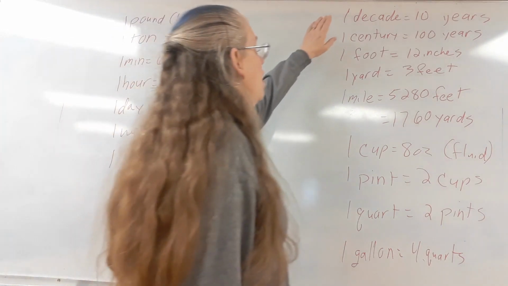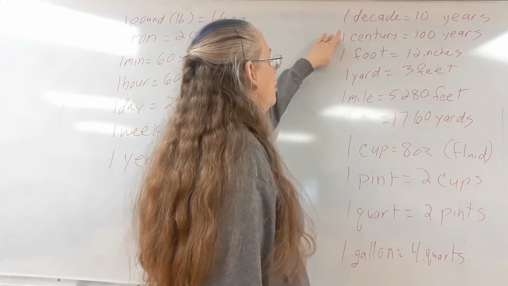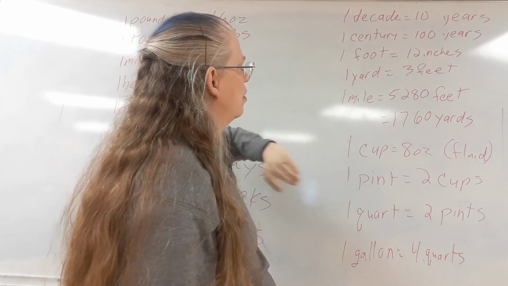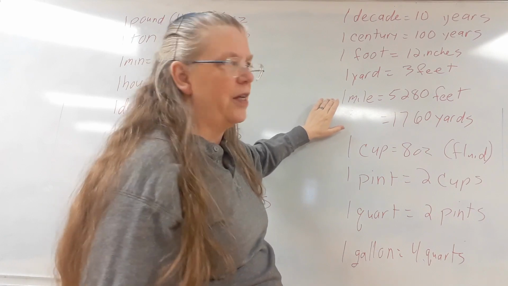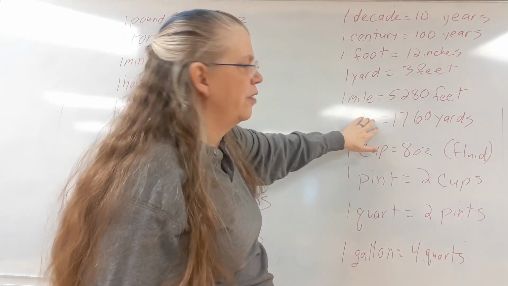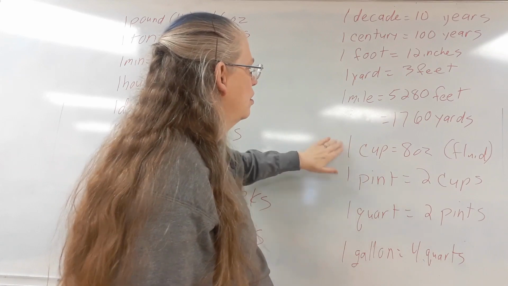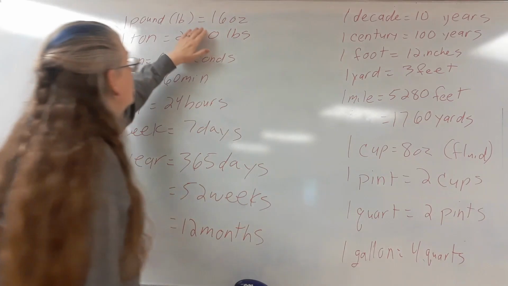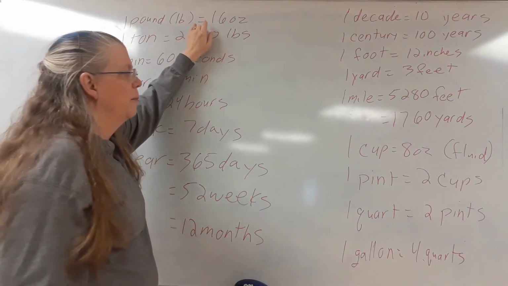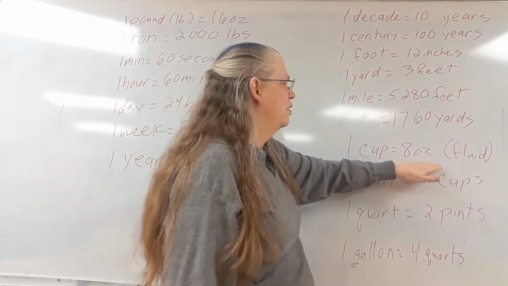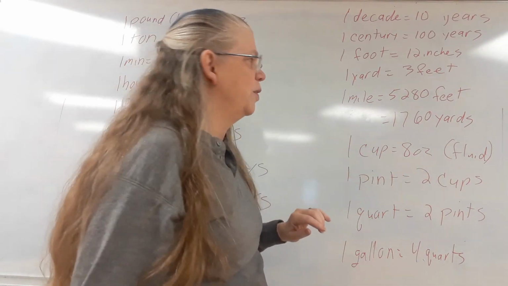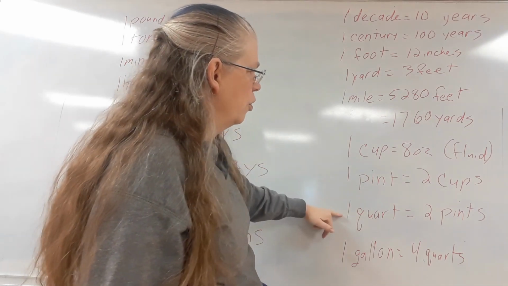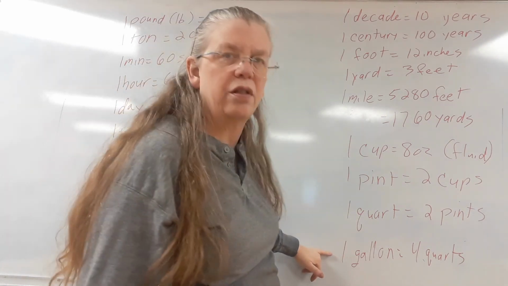Okay? A decade is 10 years, a century is 100 years, a foot is 12 inches, a yard is 3 feet, we use that one a lot. A mile is 5,280 feet, or 1,760 yards. A cup is 8 ounces. Okay, these ounces are fluid ounces. They're different ounces than the pound. Okay? This is because the imperial system we use is stupid. A pint is 2 cups, a quart is 2 pints, and a gallon is 4 quarts.